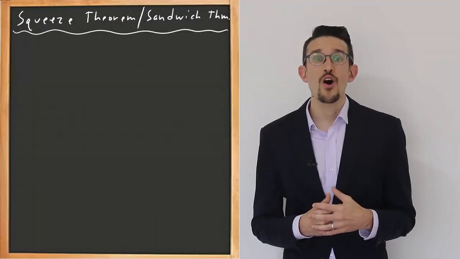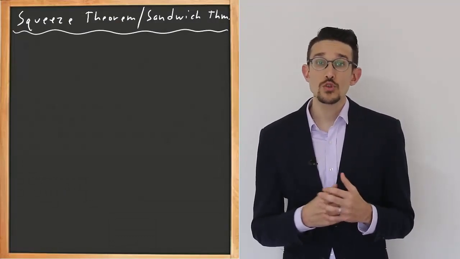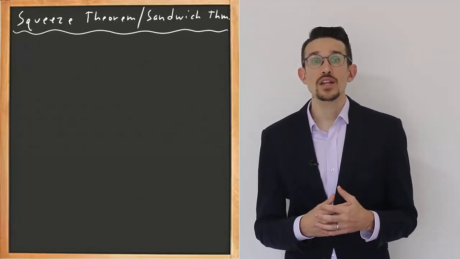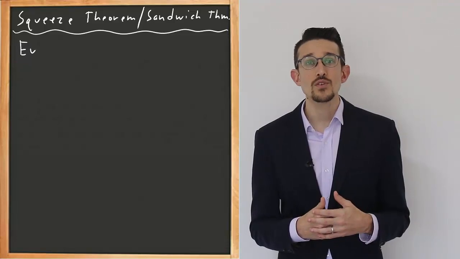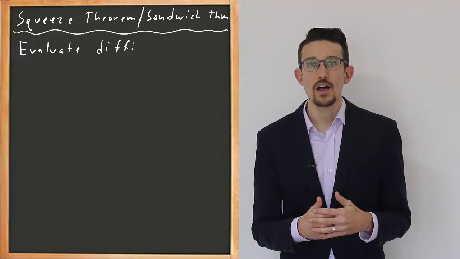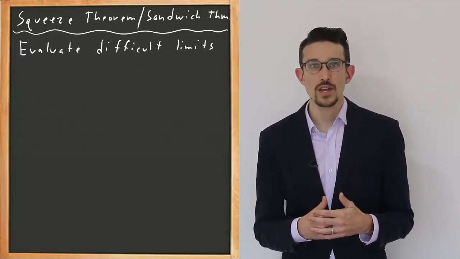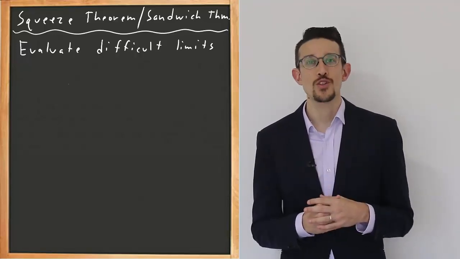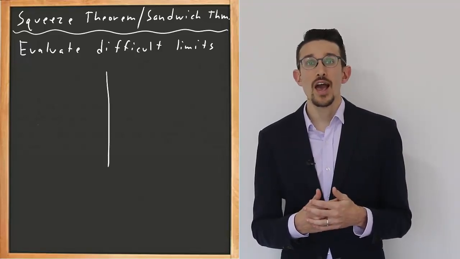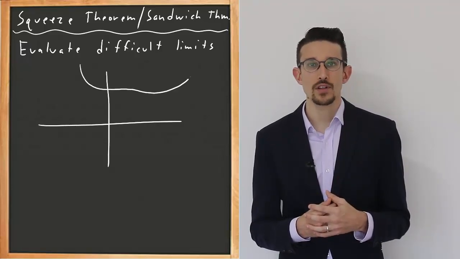The squeeze theorem, often called the sandwich theorem, is one of those rare times where something extremely useful and extremely logical intersect. Let's take a look at what it is and how it works. The squeeze theorem is used for evaluating difficult limits which may not be easy or obvious to evaluate with other methods. The idea here is to take the function you're trying to evaluate and sandwich it between two other functions. One which is always greater than or equal to your function, and one which is always less than or equal to your function. Let's take a look at how it works graphically.